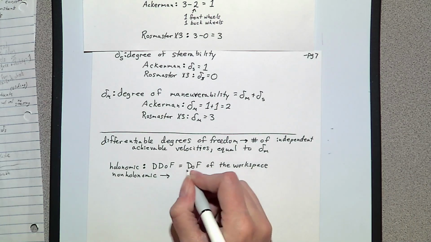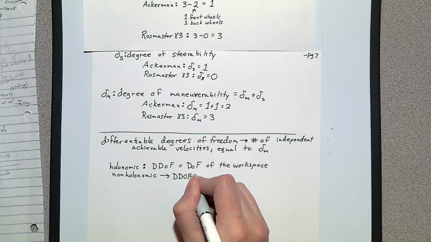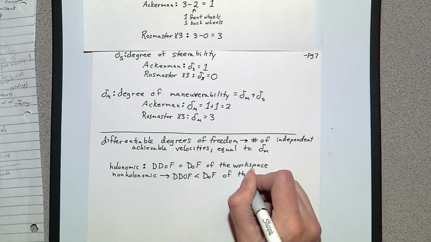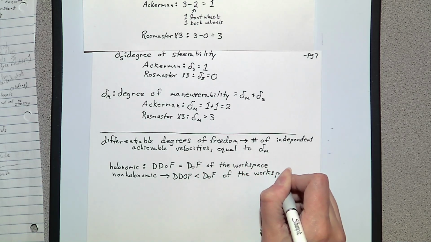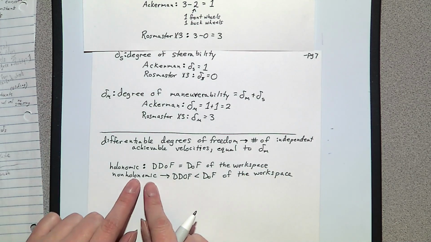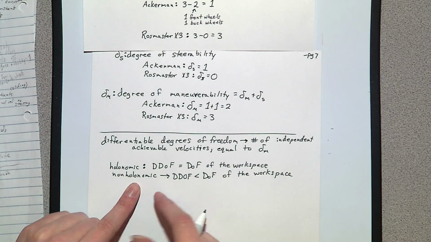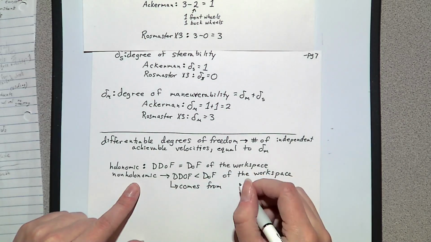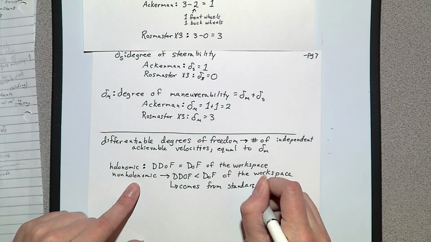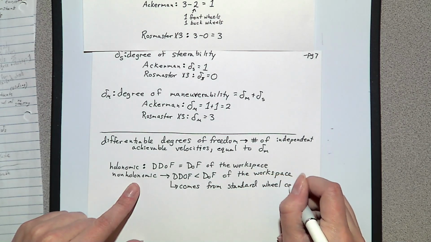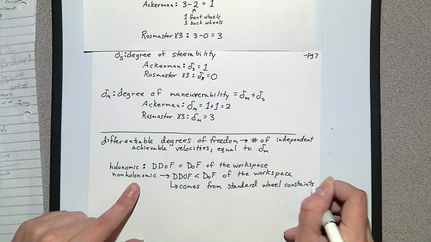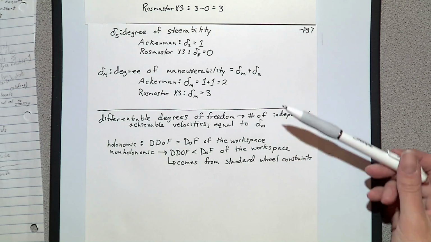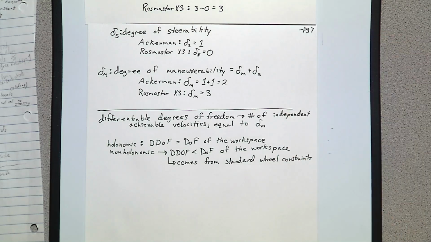And for the non-holonomic, those differentiable degrees of freedom is less than the degrees of freedom of the workspace. So basically, our non-holonomic condition comes from standard wheel constraints, as we had seen before. And so this is why controlling an Ackermann type robot is a little bit more difficult.